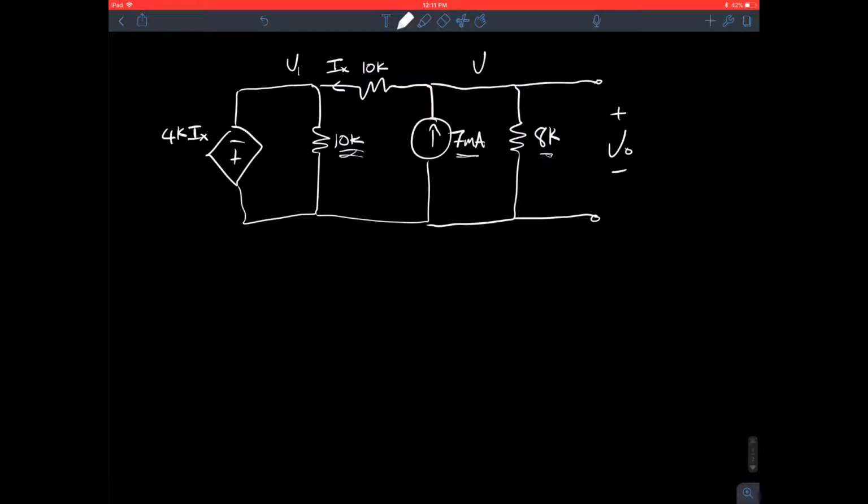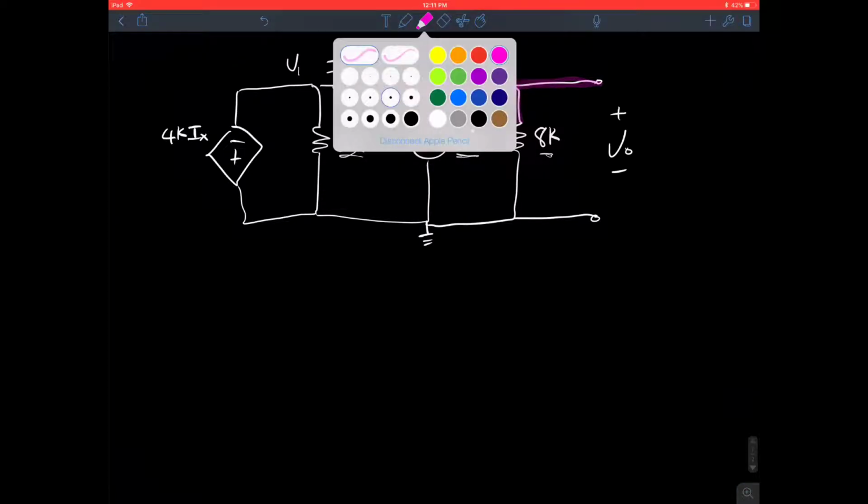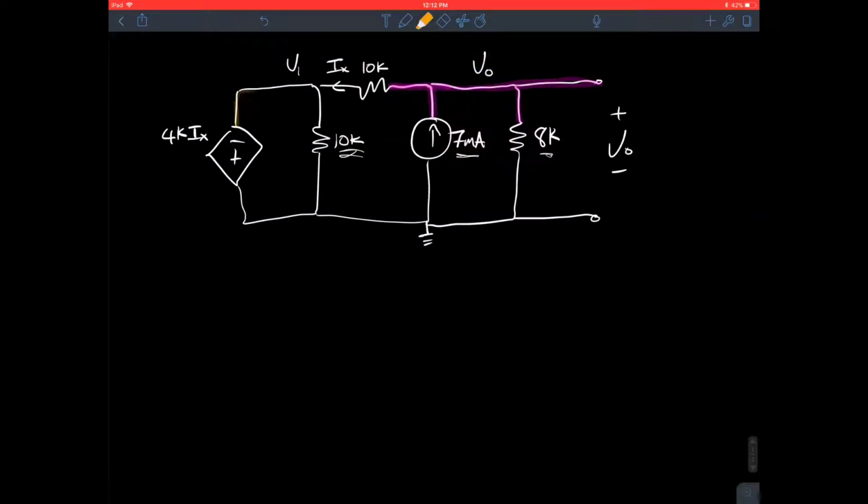Alright, so if that's V1, we'll call this V0 and this is our ground, and we can call that V0 because if you look at this V0 right here, it's all the same wire and it's connected to ground. So we'll call that V0, and then we'll call this guy V1 right here. Okay, and so you can work this several different ways.